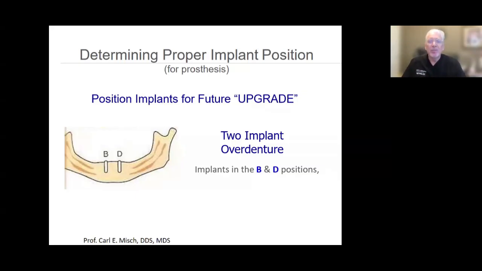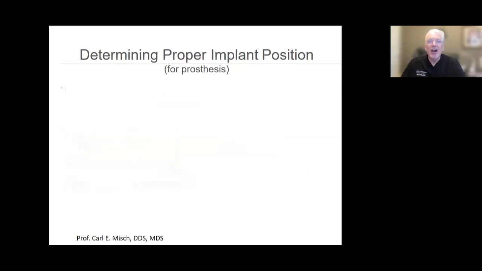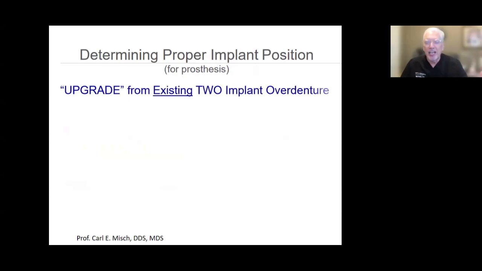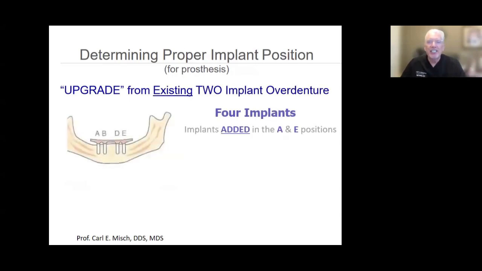Because what happens so many times is the patient finds out either that the procedure wasn't so bad after all, I was really afraid of the surgery, or they've saved money up, and 2-3 years go by and they've got some more money. They want that fixed prosthesis, they want that zirconia hybrid. By doing this, it allows you what we call an upgrade from those 2 existing implants. Maybe you add 2 implants in the A and E position.